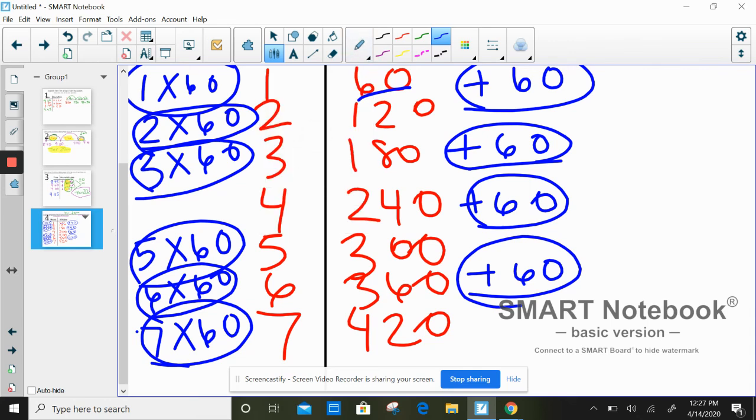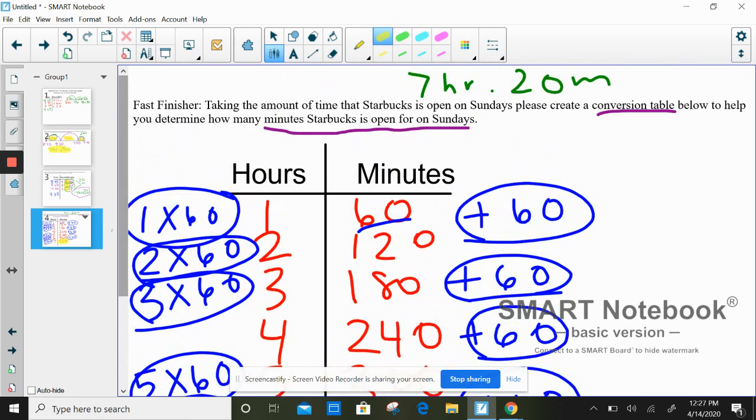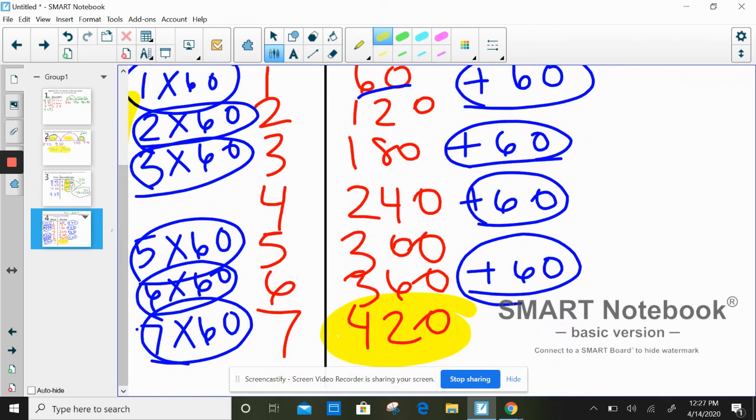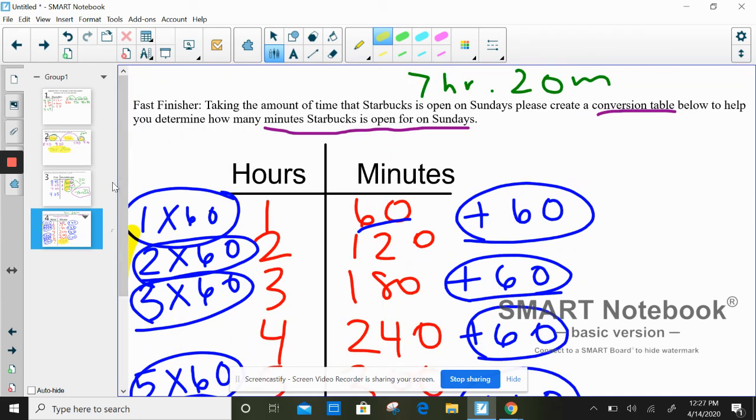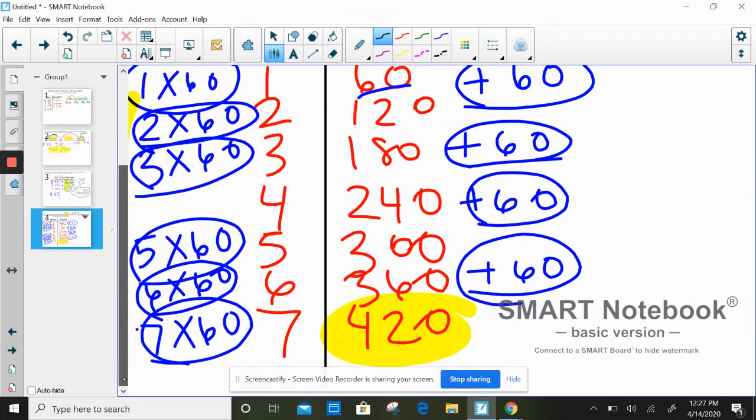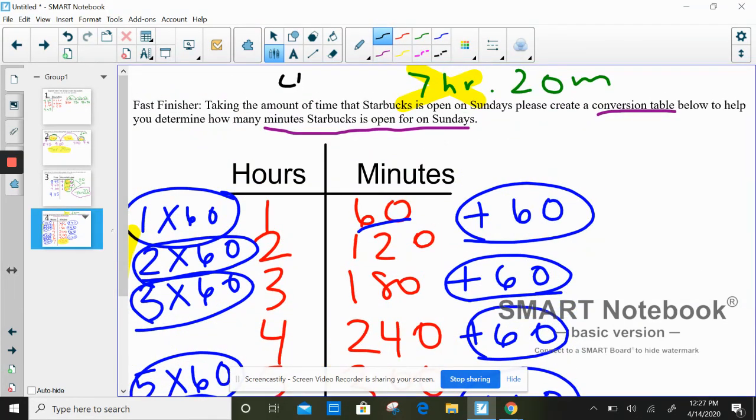So what this means is this right here, this 420, means there's 420 minutes in 7 hours. Because remember, we have minutes and hours. So there are 420 minutes in 7 hours. And if our total amount of time was 7 hours and 20 minutes, we could really just cross this off and change that to 420 minutes and 20 minutes. And then we just need to add them together, 420 plus 20.